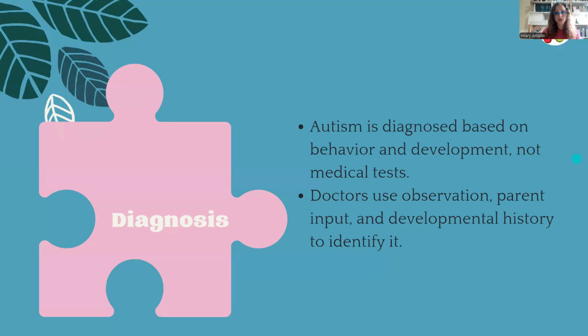Autism is diagnosed based on behavior and development. There is no medical test. There's no blood test for autism. Doctors use observation, parent input, and developmental history to identify it. People with autism frequently also have other disorders like intellectual disability. This makes it essential to diagnose autism correctly and get the right treatment.